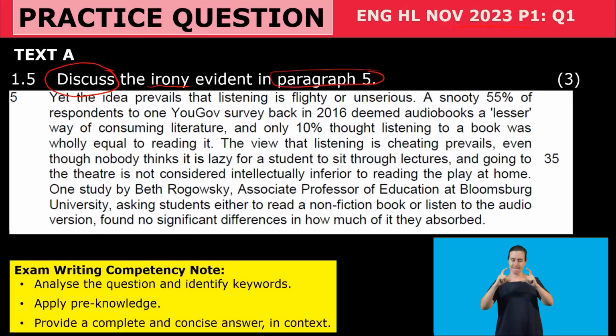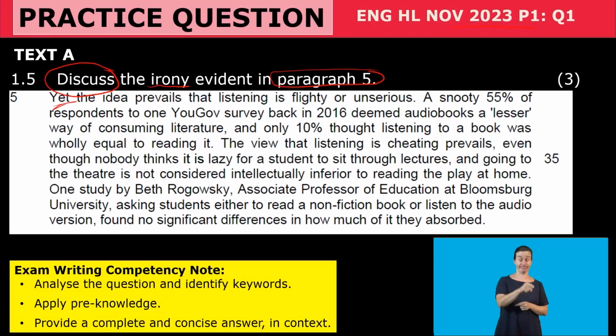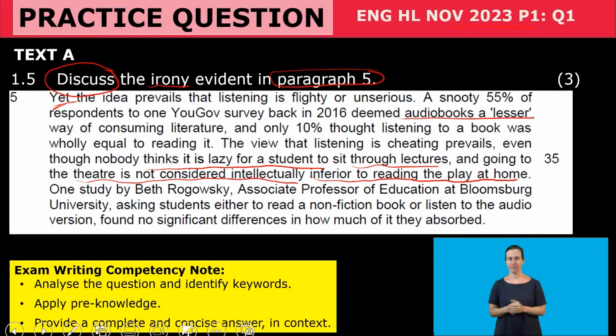So remember, irony always has a contrast and you have to find the entire contrast. So here the word yet also tells me that there is a contrast. The idea prevails that listening is flighty or unserious, so I'm scanning quickly through the text and I'm finding it. The view that listening is cheating prevails, even though nobody thinks it's lazy for a student to sit through lectures, and going to the theatre is not considered intellectually inferior to reading the play at home. So that's the idea. Reading is seen as more important and audiobooks are deemed lesser. There's your contrast. Now you have to develop it into an answer.